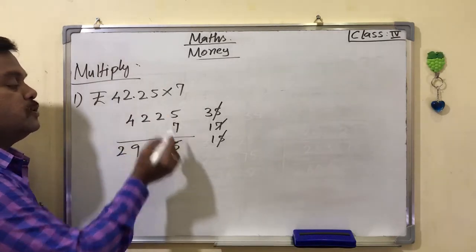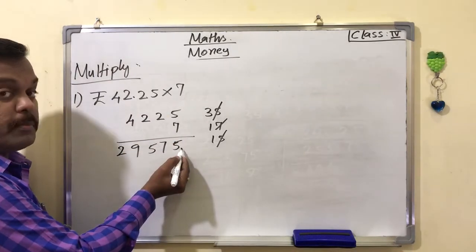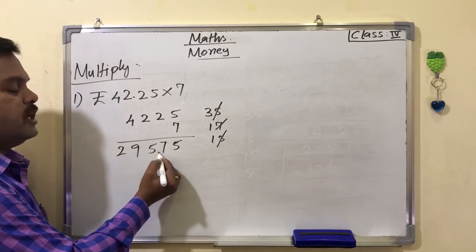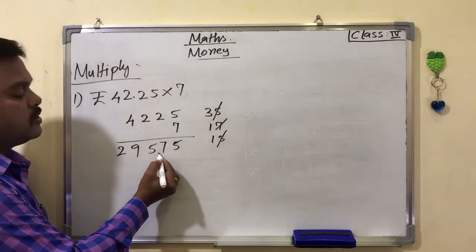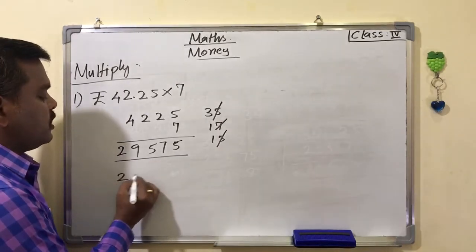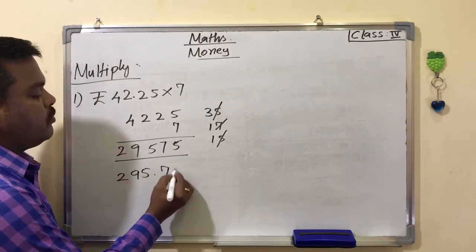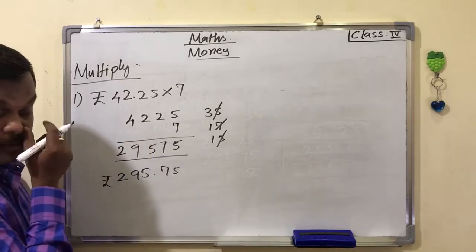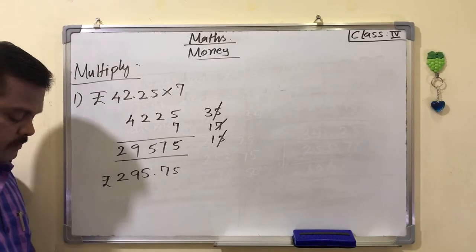2 decimal places. So you have to move this point. Already one point is there, no? So you have to move this point 2 decimal places left side. Point should come here. Okay. So 295.75. 295.75 rupees. So this is the way you have to multiply.